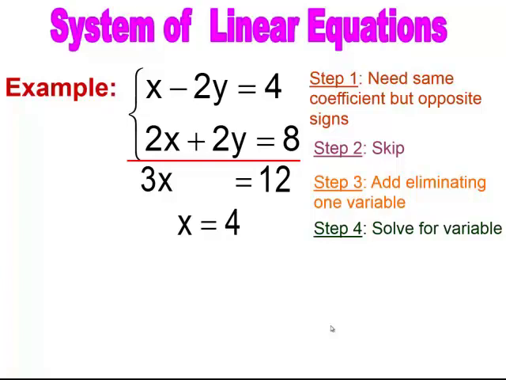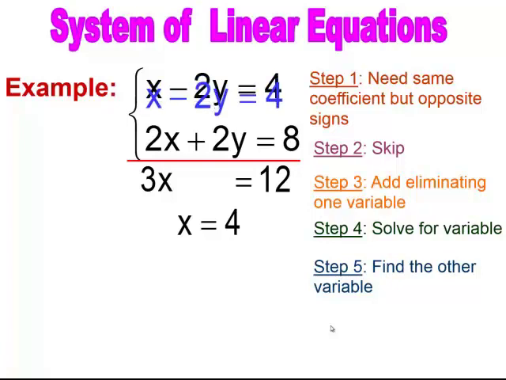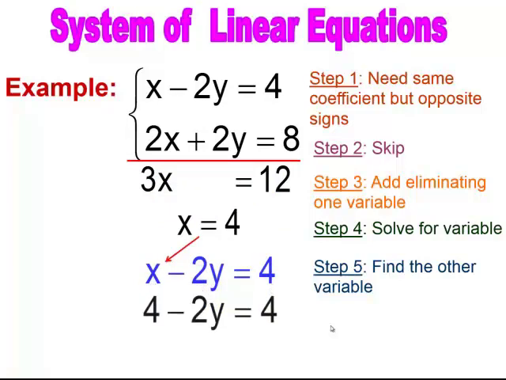So elimination is you need the same coefficient with opposite signs to eliminate one of the variables and solve for the remaining. So now I have my x value. At this point, it doesn't matter which equation you choose. You're going to take that x value and substitute it into one of the equations. I chose the first one. You could choose the second. I'm going to plug that value into x, and now I'm going to solve for y.